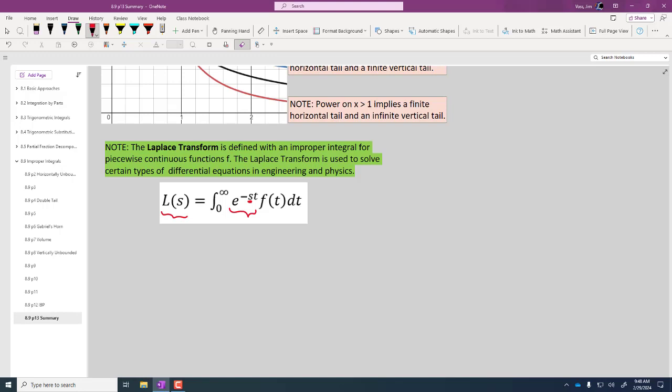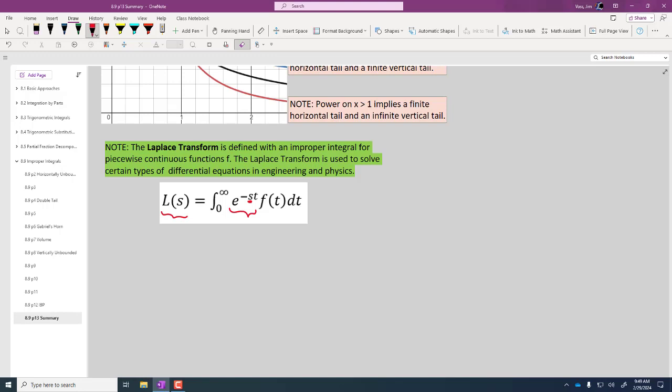And when you multiply it by this e to the negative st, what happens is this L of s turns into a continuous function. It's so interesting that you can take a discontinuous function, multiply it by this exponential decay function, and then integrate, and this is going to give you a continuous function. You can do math on it, and then you can come back to t after you figure out what's going on in s.